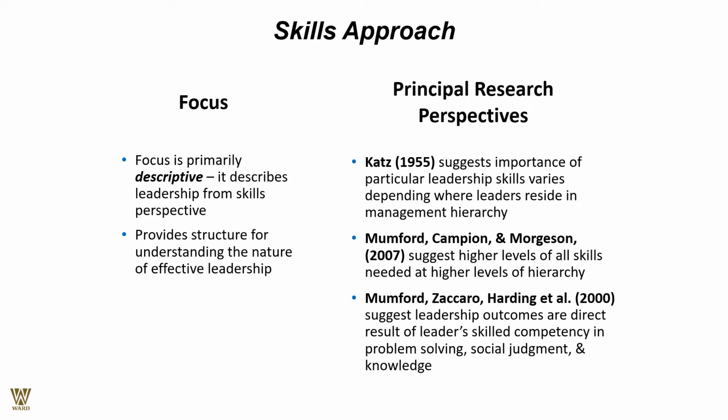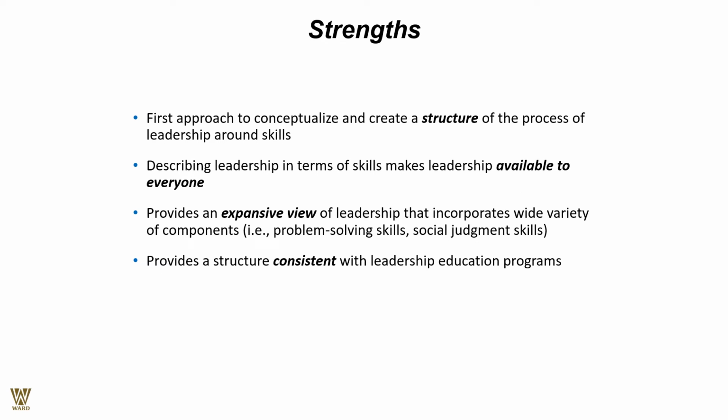Mumford, Zaccaro, Harding, way back in 2000, suggested that leadership outcomes are a direct result of the leaders' skill competency. It is the inherent ability of the leaders in terms of knowledge and skill that translates into an efficient problem solver or social judgment and the knowledge thereby. The strength: the first approach is to conceptualize, create structures, and process leadership around skills. Describing leadership in terms of skills made leadership available to everyone. This is what is pertinent.